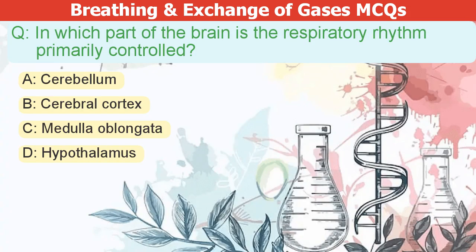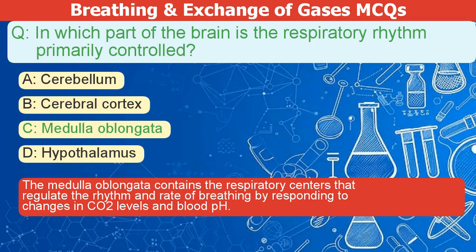In which part of the brain is the respiratory rhythm primarily controlled? A. Cerebellum. B. Cerebral cortex. C. Medulla oblongata. D. Hypothalamus. The correct answer is C. The medulla oblongata contains the respiratory centers that regulate the rhythm and rate of breathing by responding to changes in CO2 levels and blood pH.